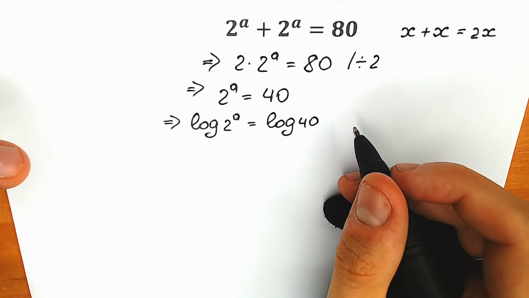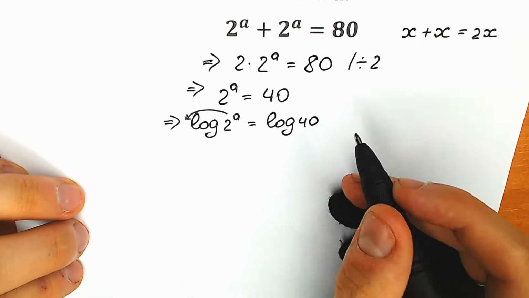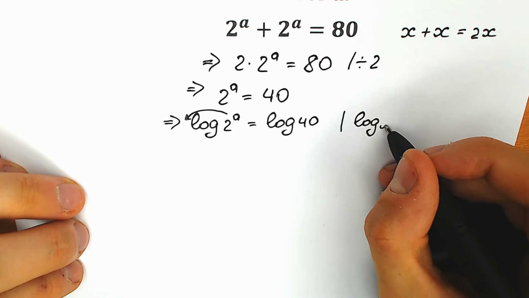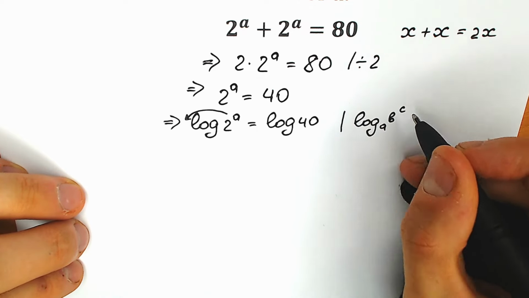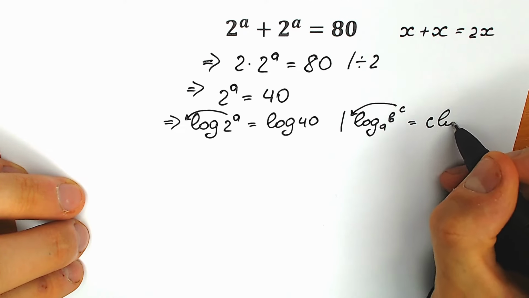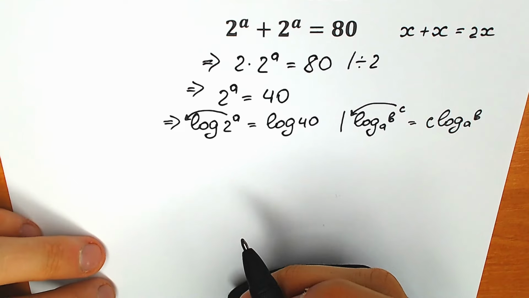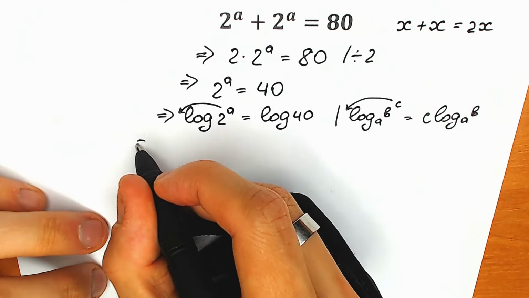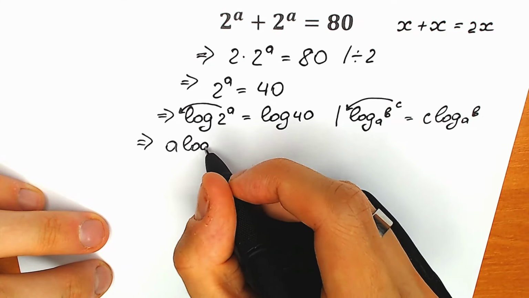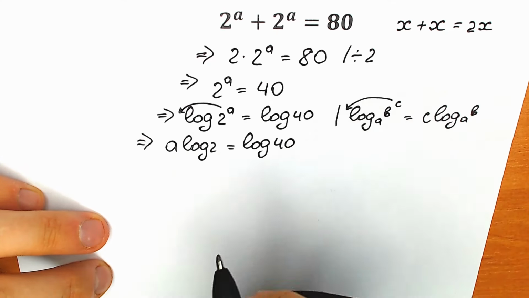And why is this really great for us? Because we can easily write this a right here in front of this log. In terms of this property: when you have log base a of b to the power c, this power c we can write in front, as c times log base a of b. So I hope you understand this property. As a result, on the left side we have a log 2 equal to log 40. Okay, so I hope you understand it.